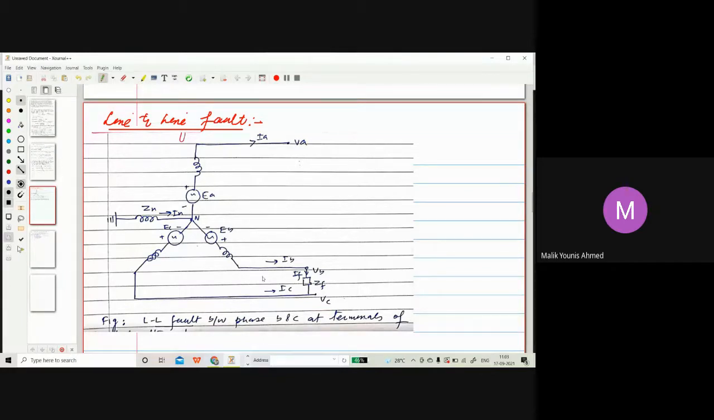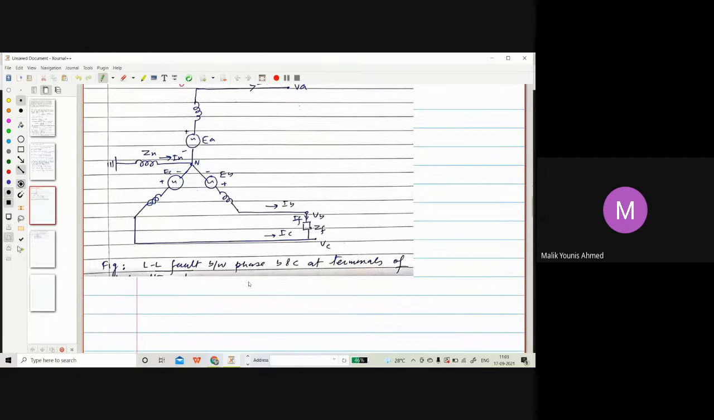We are considering the fault has occurred in phase B and C. So fault current IF is flowing through a fault impedance ZF. So that is a line to line fault between phase B and C at the terminals of, it should be written here, I will write it in red, unloaded alternator. That is what analysis we are doing. Okay, this is the diagram.